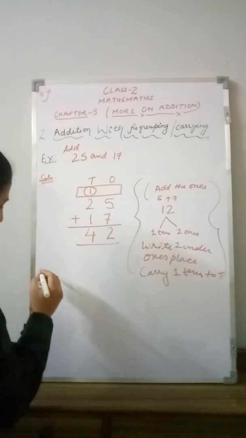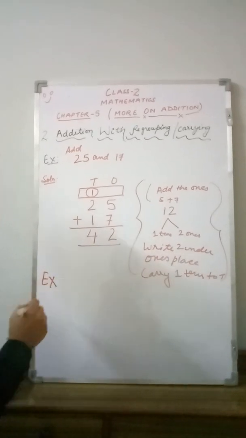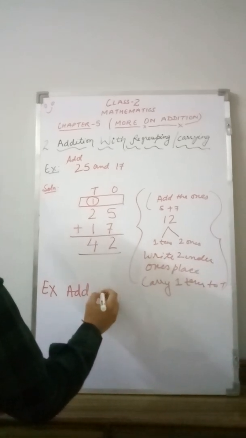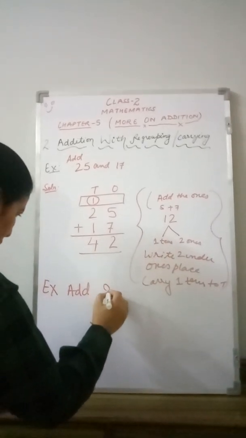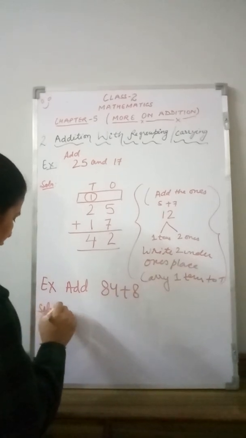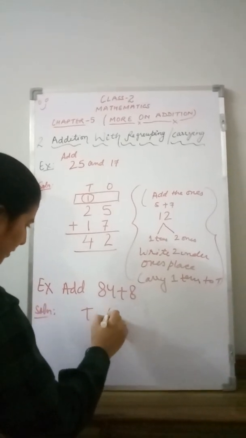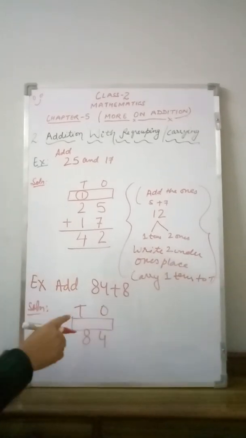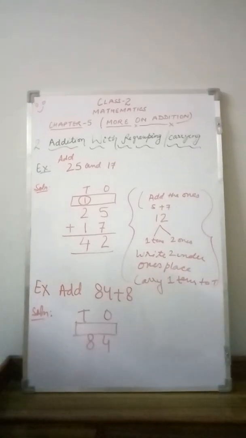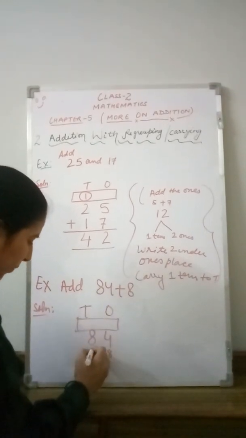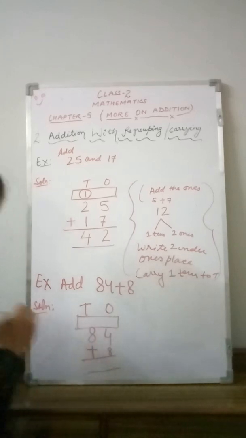I want to take one more example, where this time the first number is of 2 digits and the next number is of 1 digit. So this is my question. Don't be confused when one is a 1 digit number and the other is a 2 digit number. The methods are the same, 84. And student, this is only a 1 digit number, so you have to write this number only at the ones place. This time the tens place is blank.